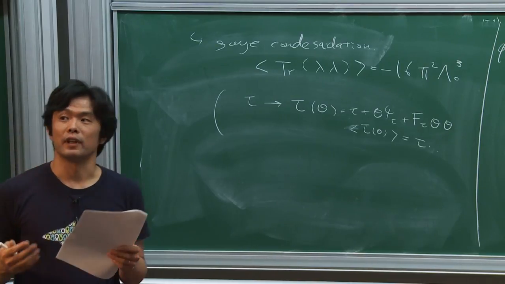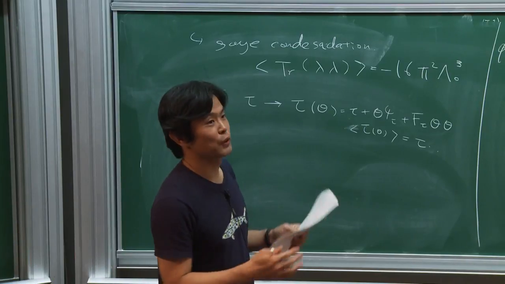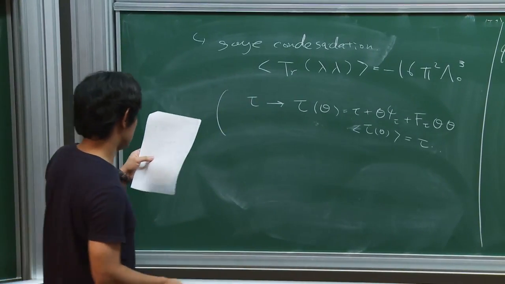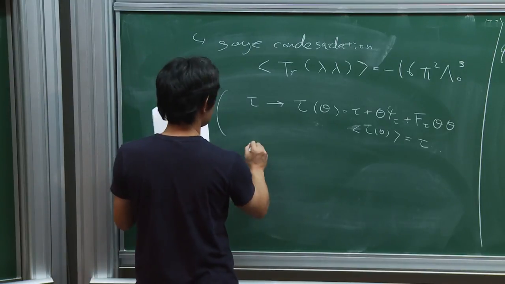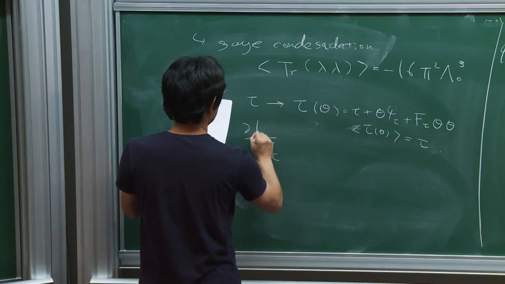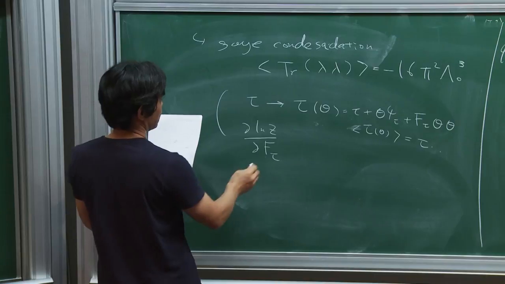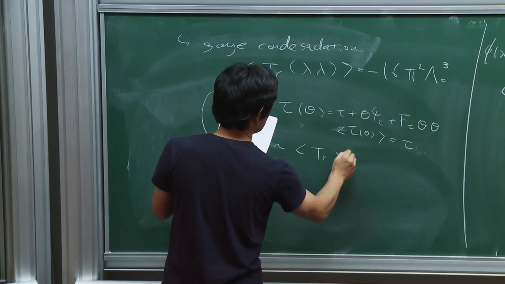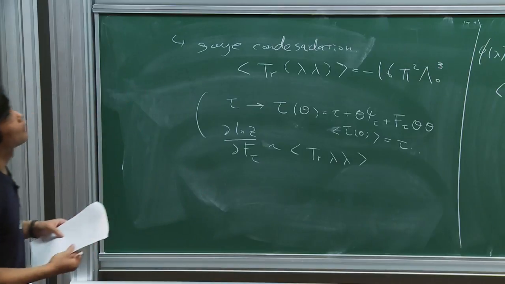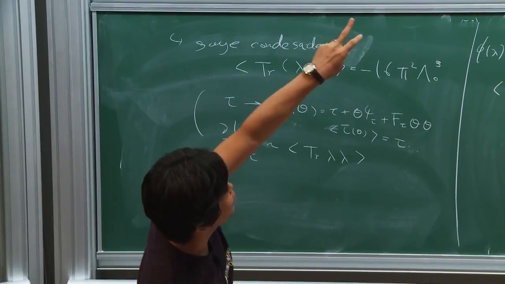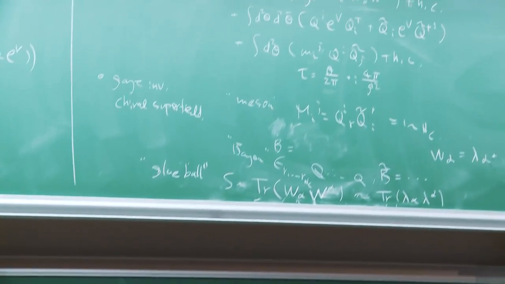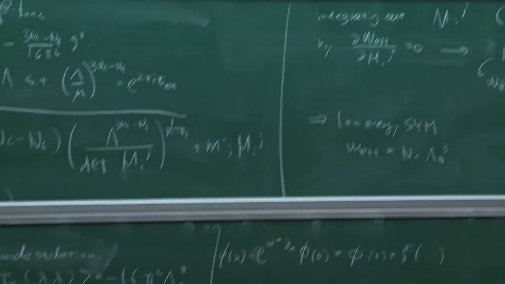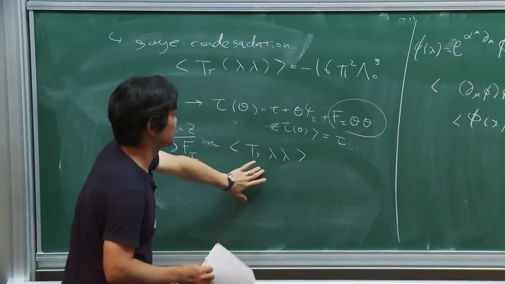Then the chiral superfield should be holomorphic. The superpotential should be holomorphically dependent on the chiral superfield. So that means this tau also appears holomorphically. Then log Z means trace lambda lambda, because as I wrote down, the superpotential contains tau times WW. And tau contains this theta theta term, F tau. So F tau couples to lambda lambda, the lowest component of the WW. So if we differentiate with respect to this F tau, then it gives this one.